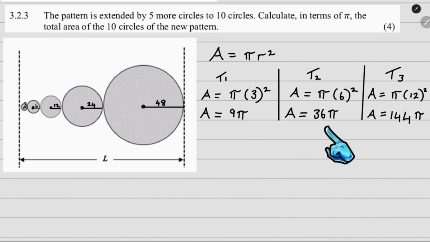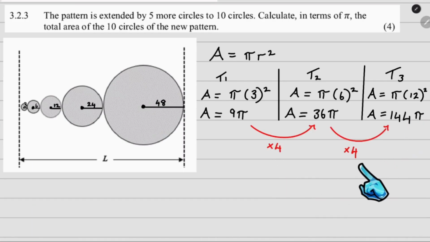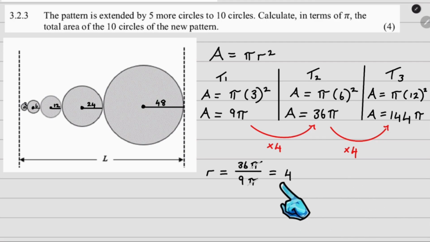So if I analyze these, it looks like I'm timesing by 4 every time, which is telling me this is another geometric pattern. And if I'm timesing by 4 every time, that's my ratio value. So I can get my ratio by saying this one divided by this one. I suppose we can be fancy and do that. So term 2 over term 1, 36 pi over 9 pi, the pi's cancel, and 36 divided by 9 is 4, and that's where this 4 will essentially come from.